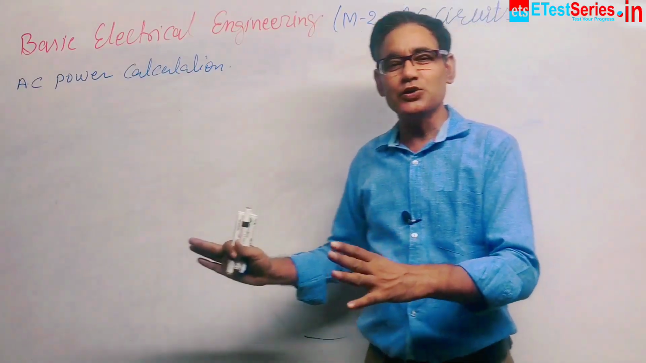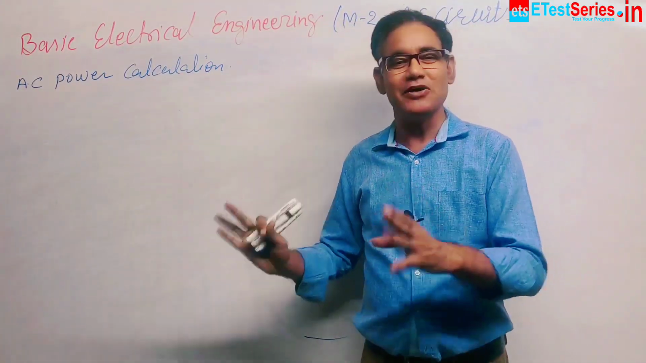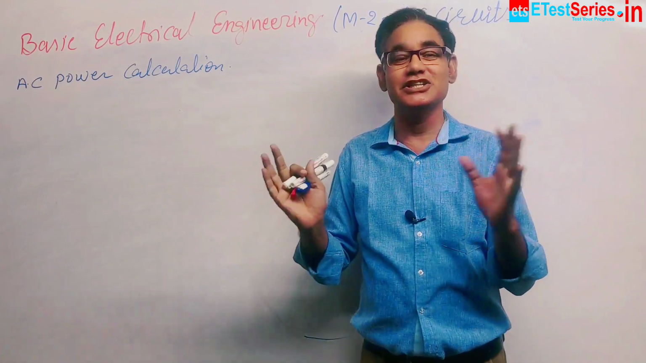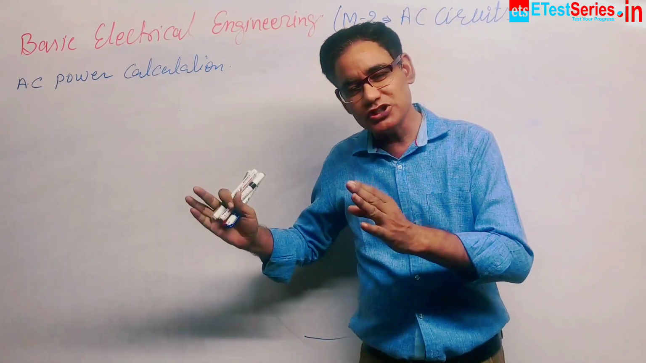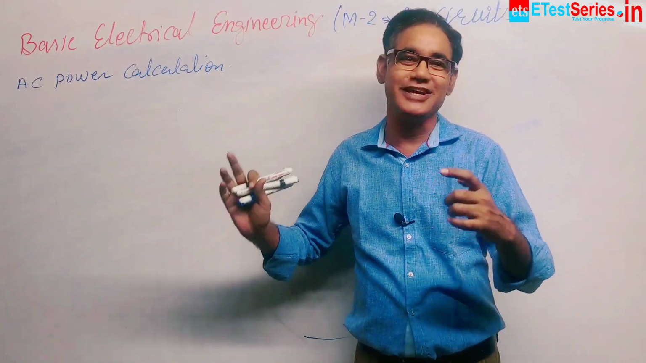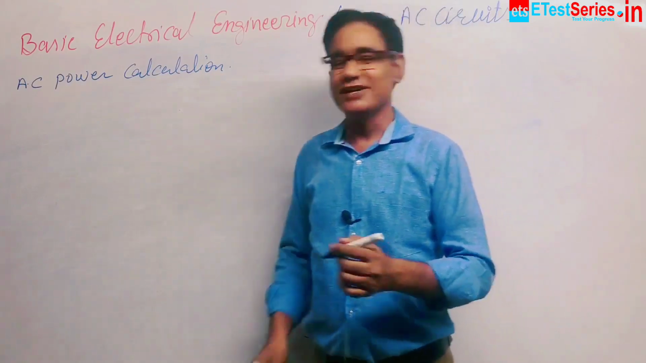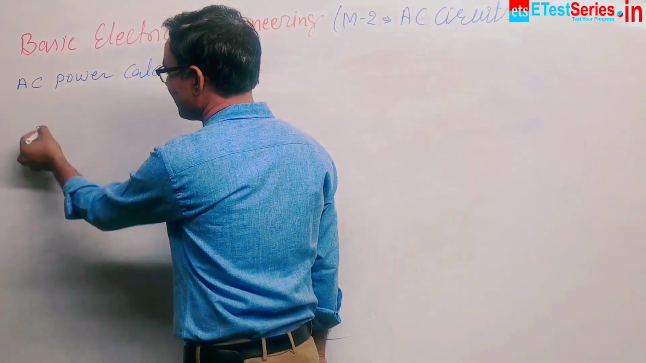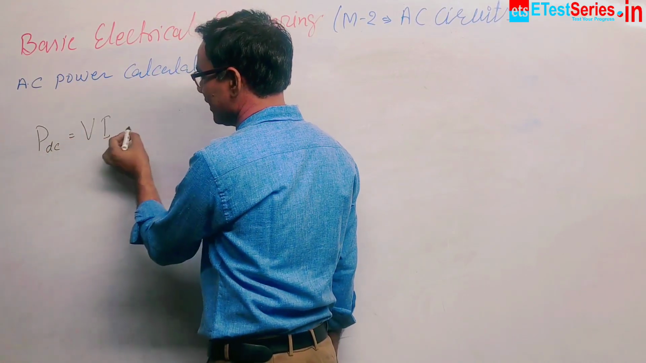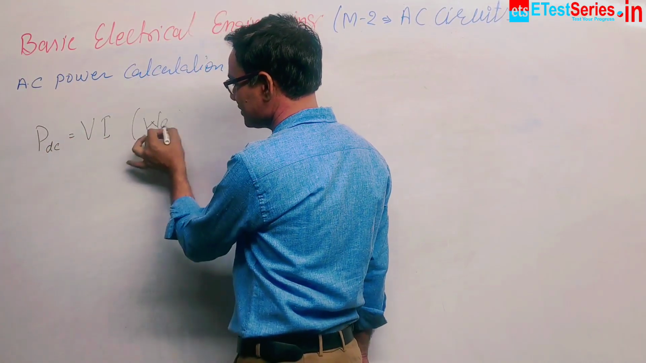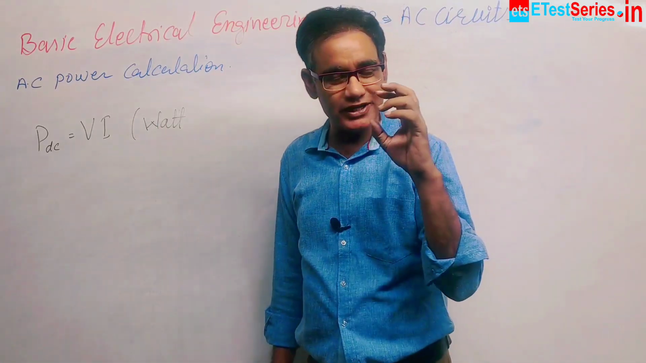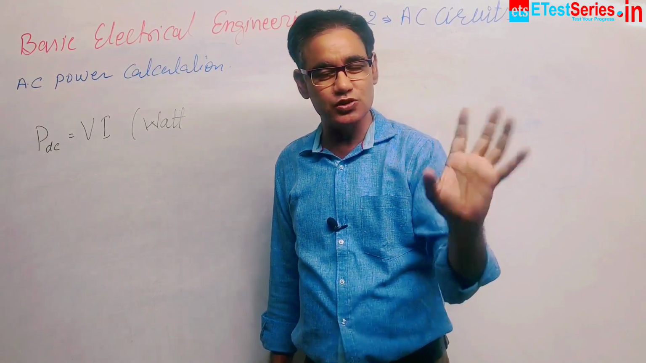Okay, today we are going to study AC power calculation in basic electrical engineering. The topic is AC circuits. The calculation of power in AC is not as simple as the power calculation in DC. You know the DC circuit, DC power is only voltage times current, and the unit is watt. It is the product of the voltage across the element and the current which passes through the element.